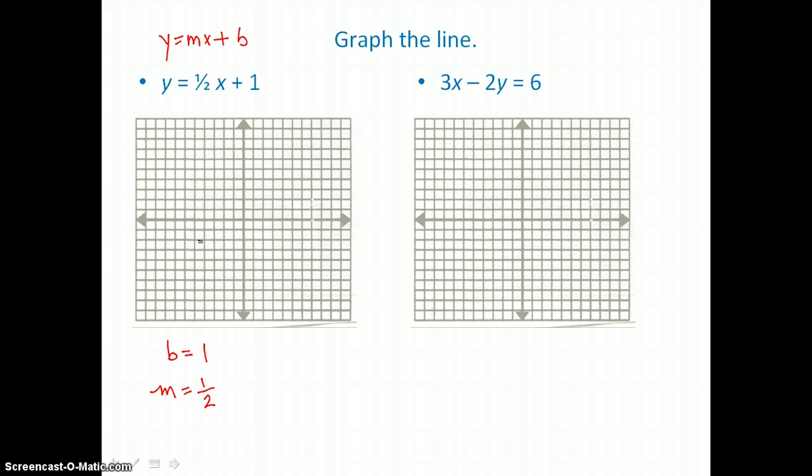Okay, to graph, I'm going to graph the y-intercept on the y-axis. The y-intercept is positive 1. And then from there, I'm going to use the slope to find more points. I have a rise of 1 and a run of 2 units. They're both positive, so I'm going to go up 1 in the positive direction and to the right 2 in the positive direction to find points. And I can continue that pattern and find as many points on this line as I like, and then draw the line through those points.